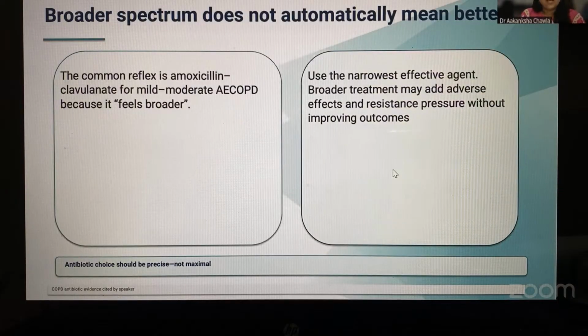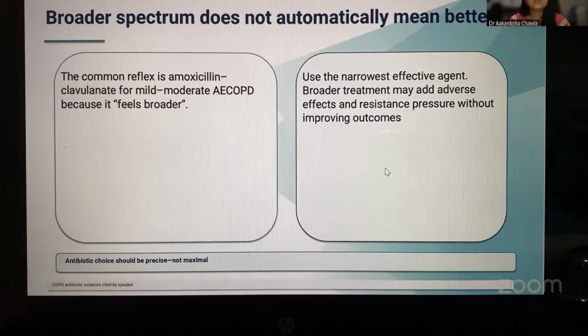Now, we have the habit of thinking that broad spectrum means a better cover. It is not. So you should not have the common reflex of co-amoxiclav always. You can also use, like I said, doxycycline or azithromycin. So use the narrowest effective agent whenever you are thinking of therapy, because broad spectrum is also associated with more adverse effects and more development of resistance. If you can avoid it, try and keep your empiric regimen to the narrowest effective agent.